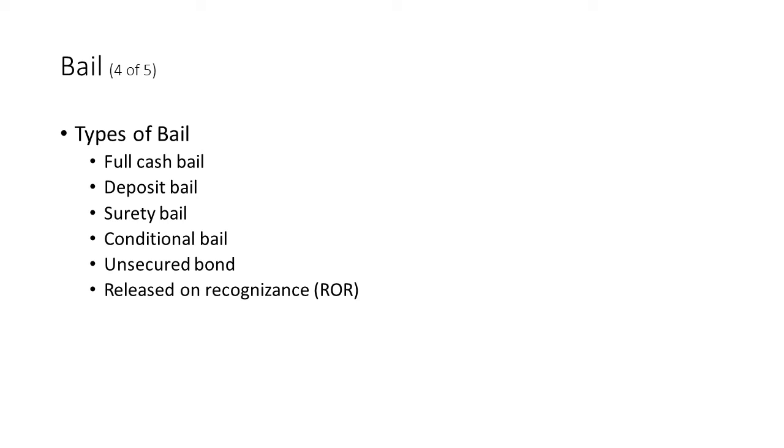An unsecured bond is release without requirement to pay anything. A defendant promises in a written agreement that they will pay a certain amount of money if they fail to meet conditions or don't show up. Okay, this is not backed by a bondsman. This is the unsecured bond to the court. This is a direct agreement with the court that if they don't show up, they're going to have to pay a bond. That one's uncommon.